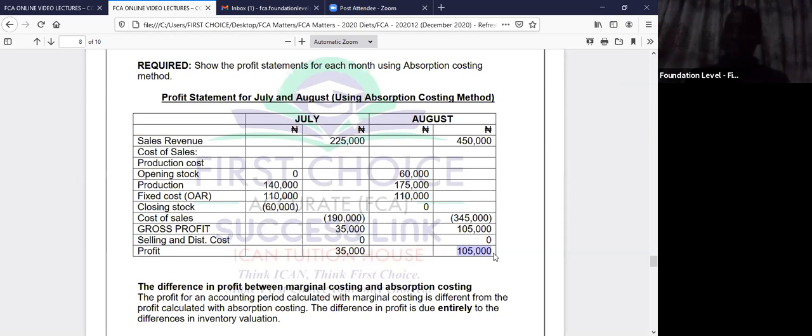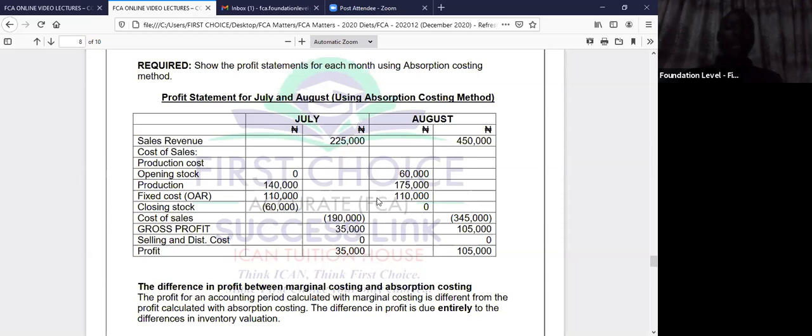But what's the difference? Why are they having different profits? The culprit lies with how we value our stock. So the culprit lies with closing stock and opening stock. Now let's look at the difference.